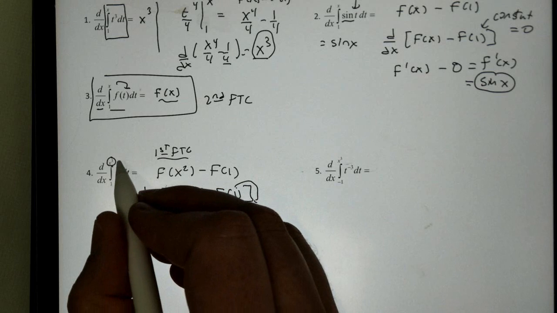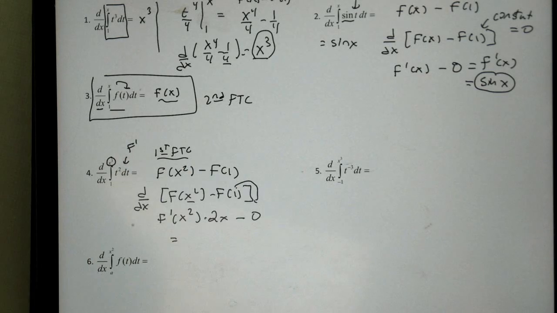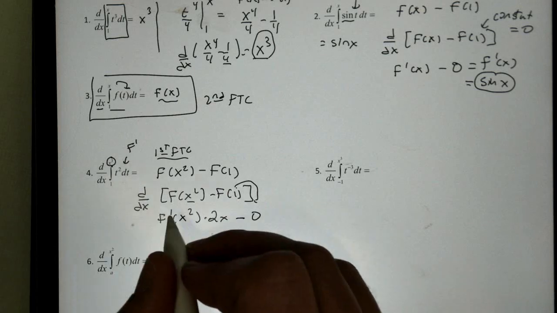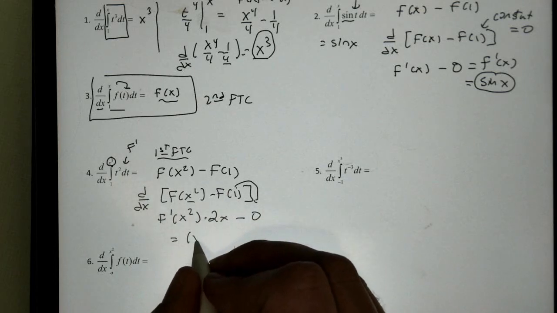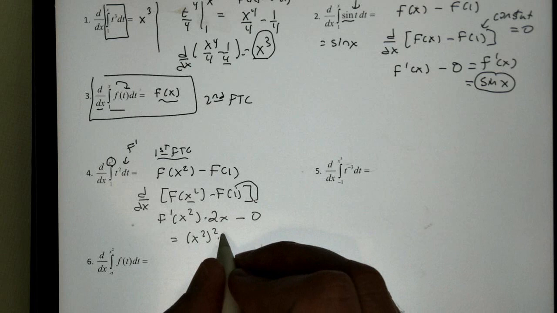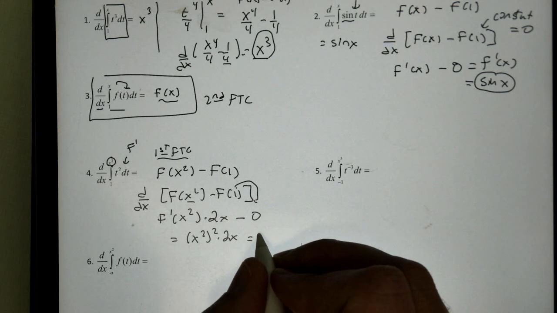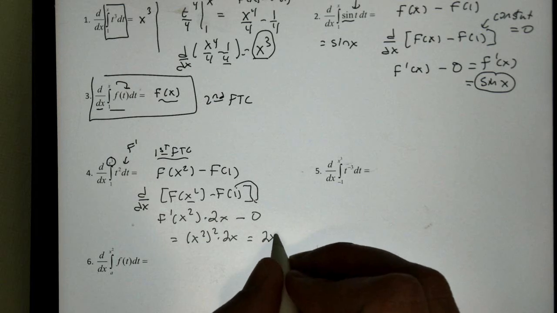So what's my final answer going to be? Well, remember, this t squared is my derivative. So in place of t, I'm just going to replace that with x squared. It's just a substitution. So this becomes x squared squared times 2x. And if you clean all of that up, we get 2x to the 5th.